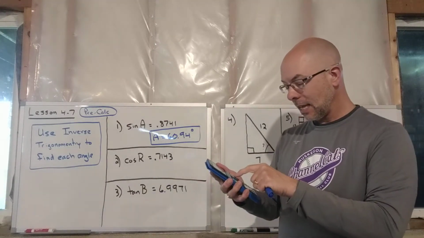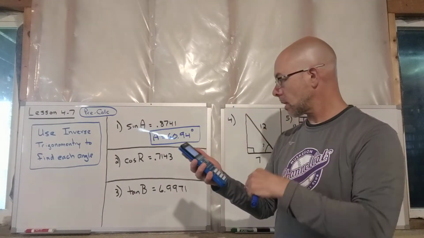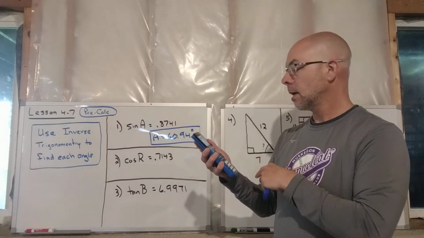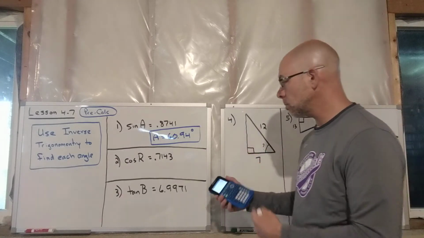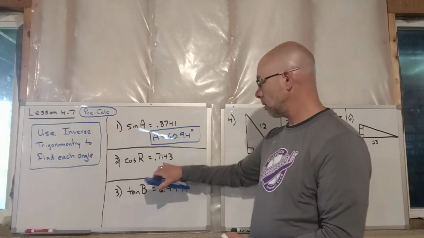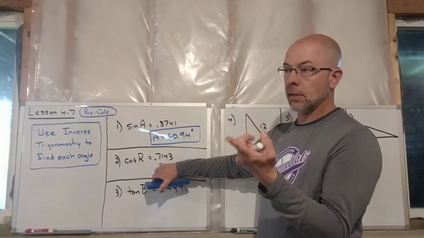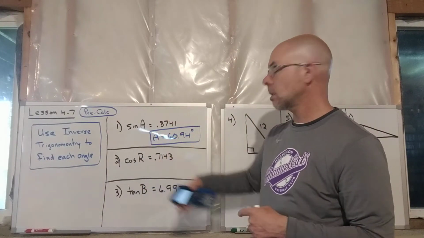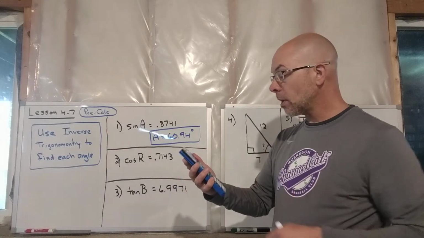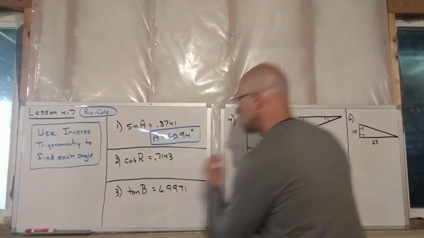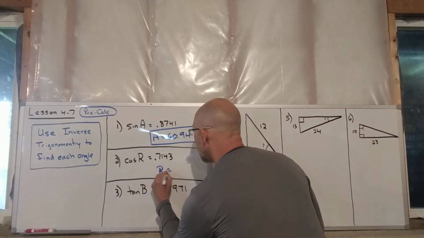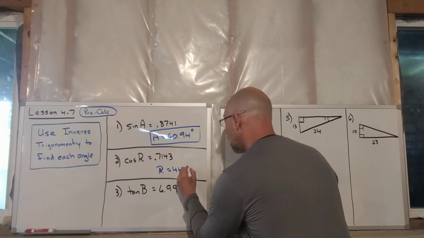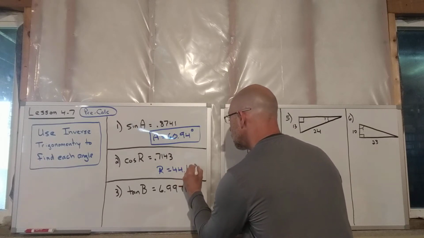Okay, next one, inverse cosine. Second cosine, 0.7143. And that spits out the angle that would have that cosine. That means an adjacent divided by a hypotenuse came out to this decimal. That makes sense because the adjacent has to be smaller than the hypotenuse. The opposite has to be smaller than the hypotenuse, so the number comes out less than 1. 44.41 degrees. So angle R, 44.41 degrees.